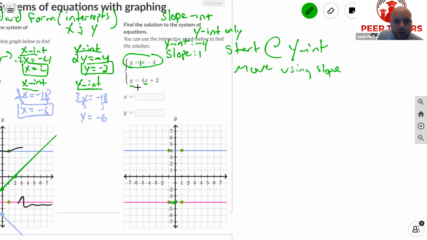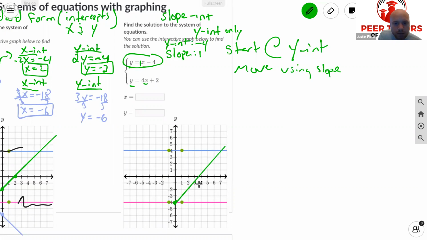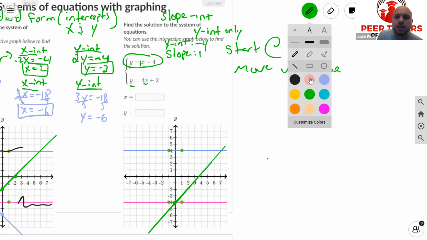Now my slope is 1, so I'm going to go up 1 over 1, up 1 over 1. And I can keep doing that. And I can use my little line tool to draw a line. Okay, that's gotta be what it is. Now let's get a different color.